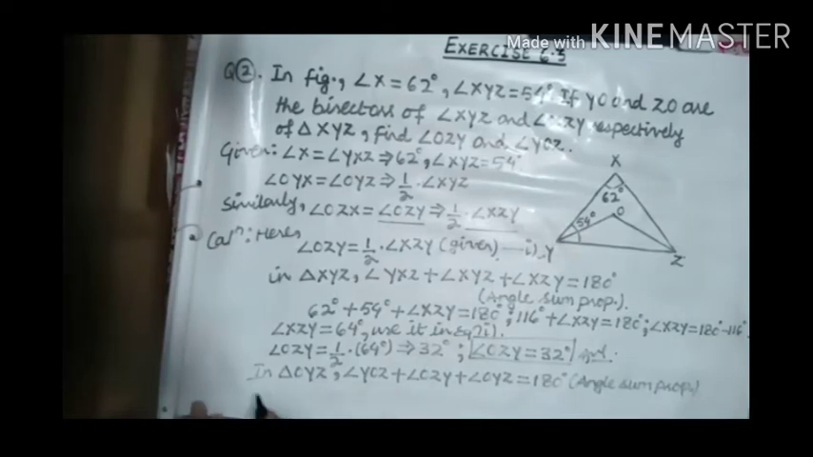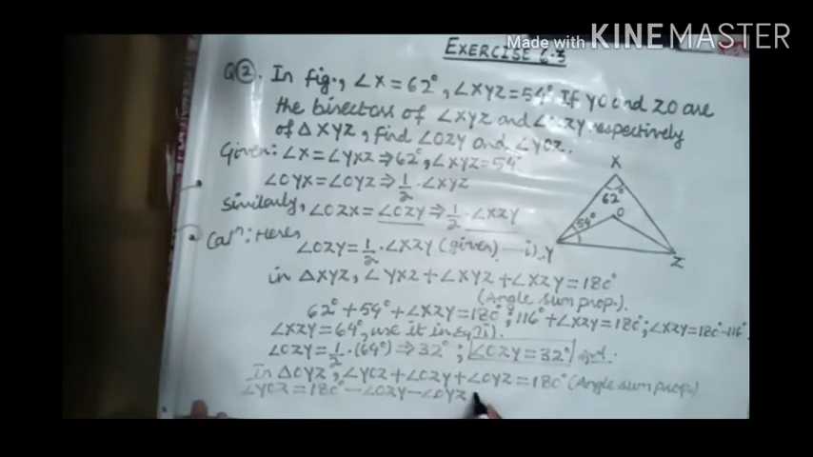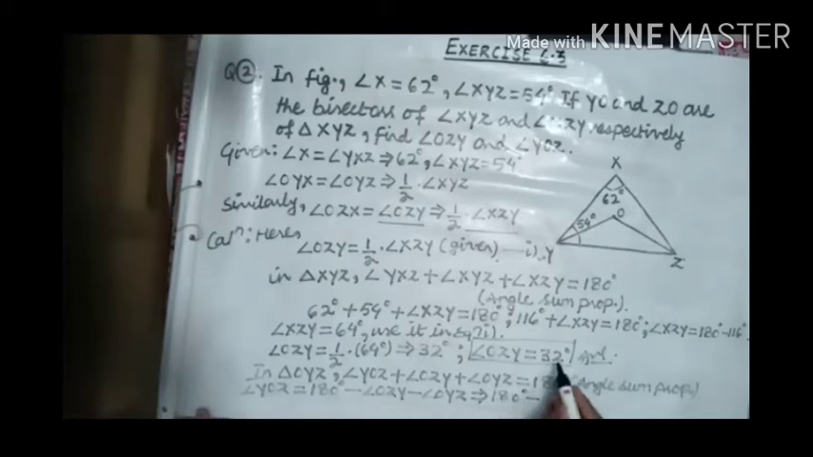Let's separate the angle YOZ. So this angle YOZ equals 180 minus angle OZY minus angle OYZ. So this equals 180 minus angle OZY, which we calculated earlier as 32, minus angle OYZ.